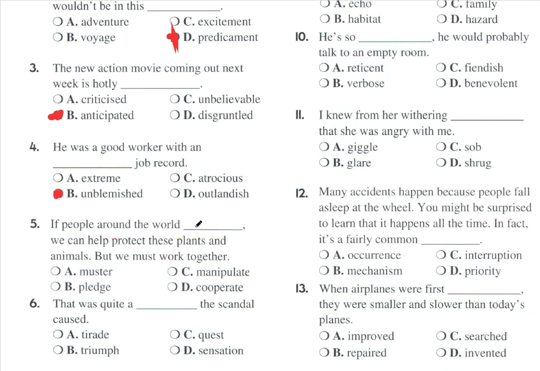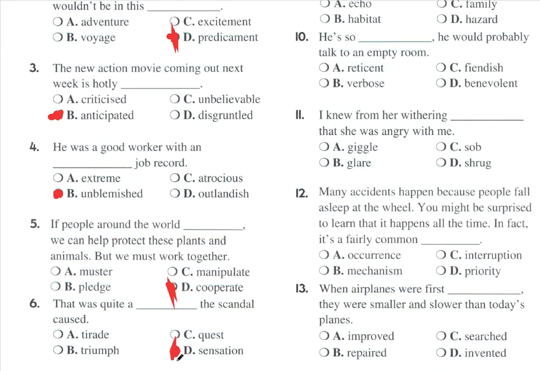If people around the world... we can help protect these plants and animals. All right, key thing there, we must work together. What's the word that means that? Cooperate. This was quite a something the scandal caused. All right, so a scandal wouldn't cause a tirade, or it's not enough information there. Quest doesn't fit. Why would a scandal cause a triumph? That doesn't fit. It's sensation.